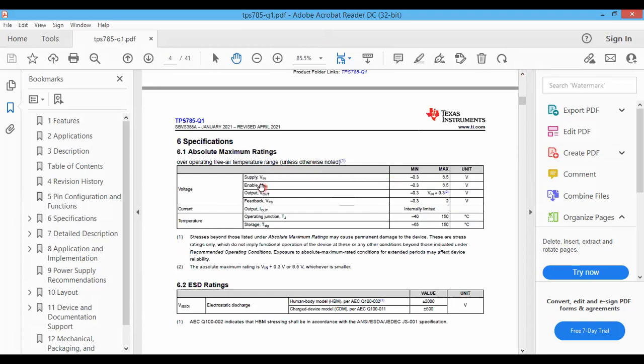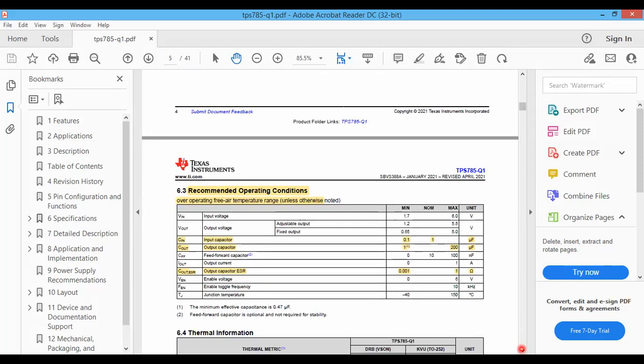So these are the absolute maximum ratings. You should not increase your supply over 6.5 volts, otherwise the device will fail. You have to keep your heat sinking at the desired level to keep the internal die temperature less than 150 degrees. Yeah, these are the very essential things.